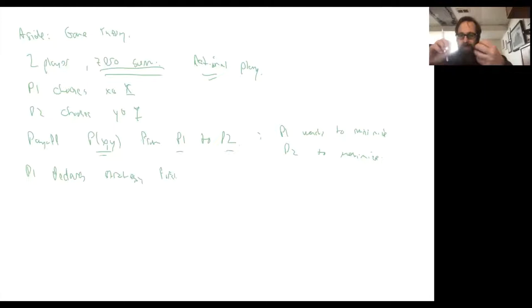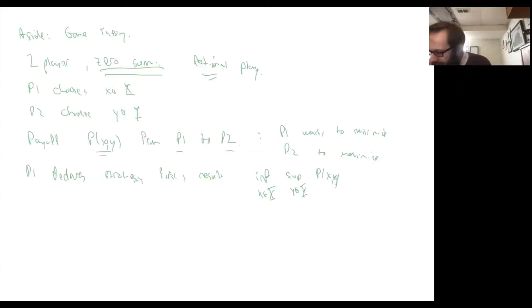So if player one declares strategy first, the result is that player one is trying to minimize overall his strategy X, but player two gets to react to X. And so after X is chosen, player two is going to maximize over his strategy Y depending on X. And the payoff is going to be the infimum of the supremum.